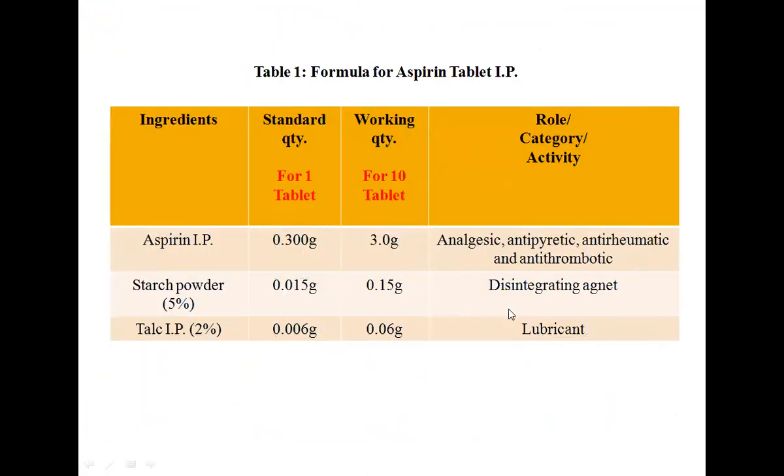This is the formulation table for aspirin tablet IP, containing the ingredients aspirin IP, starch powder at 5%, and talc IP at 2%. The standard quantity for one tablet is 0.300 gram for aspirin, 0.015 gram for starch, and 0.06 gram for talc IP. We have to calculate the quantity for 10 tablets or whatever we require, so we just multiply it by the standard quantity given for one tablet.